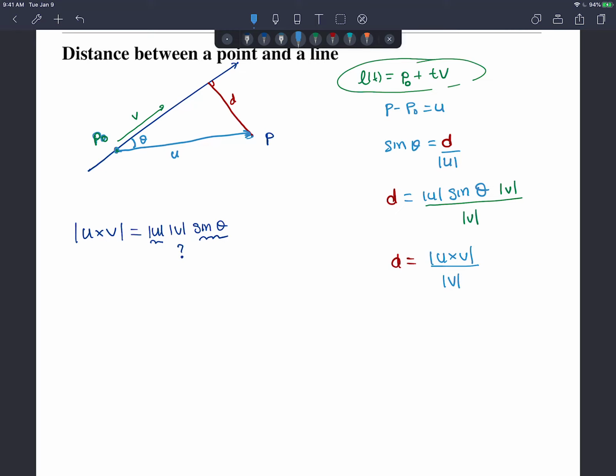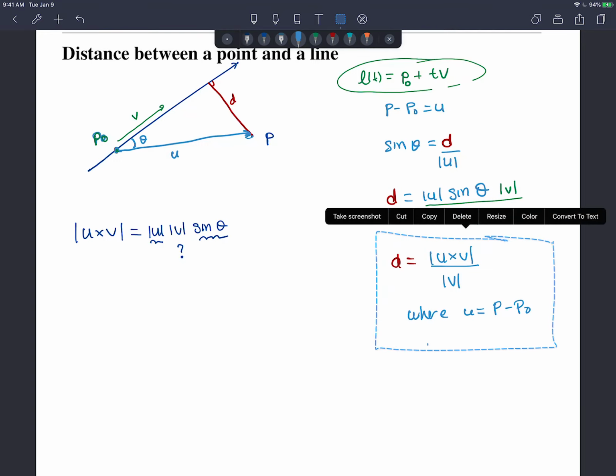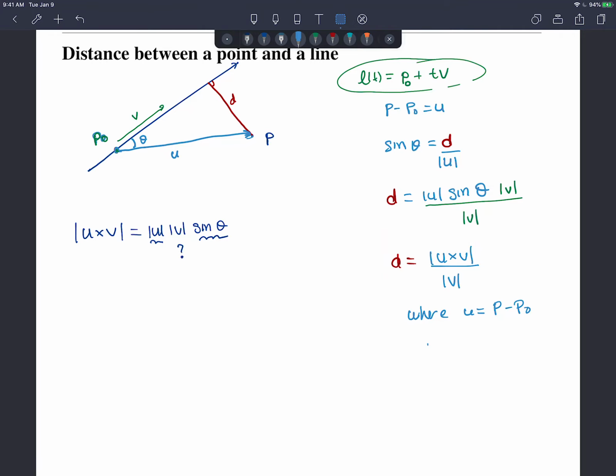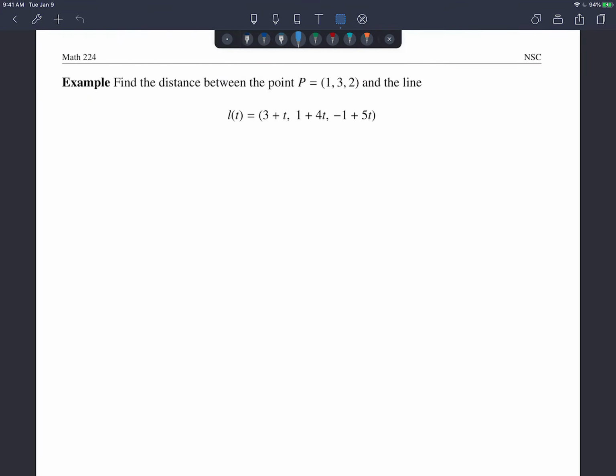So let's do that in context. Let me just write here where u is p minus p0, and p is a point outside of the line, and p0 is a point on the line. Okay? So let's copy this and use it over here. So I have an example to work on.